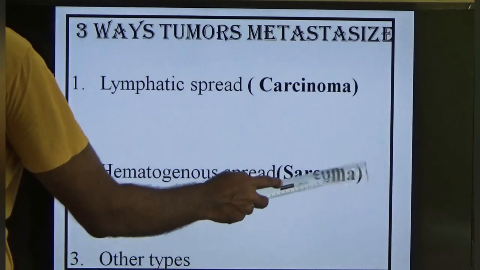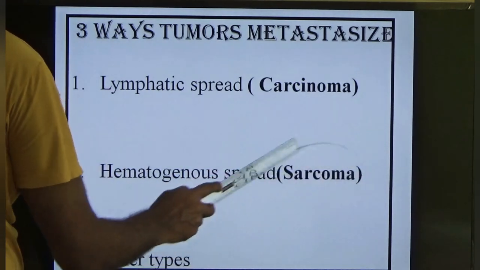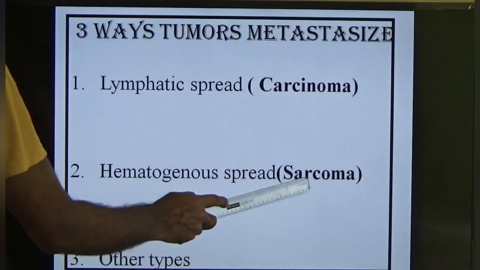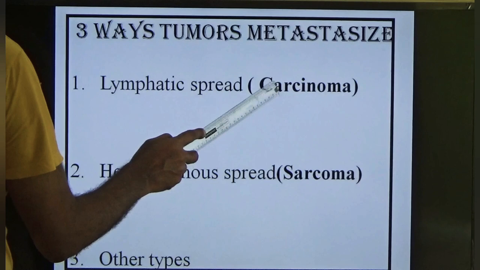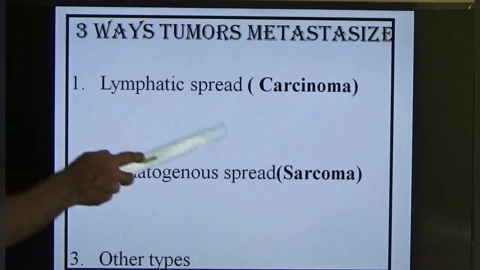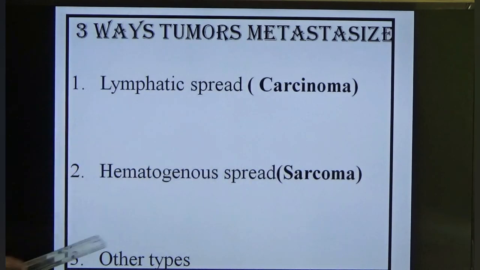What we have studied: a malignant tumor developed from mesenchymal tissue is known as a sarcoma, and a malignant tumor developed from epithelial tissue is known as a carcinoma. So all carcinomas spread through the lymphatics, and all sarcomas spread through the hematogenous route. This is a general rule. Some exceptions we'll discuss later.